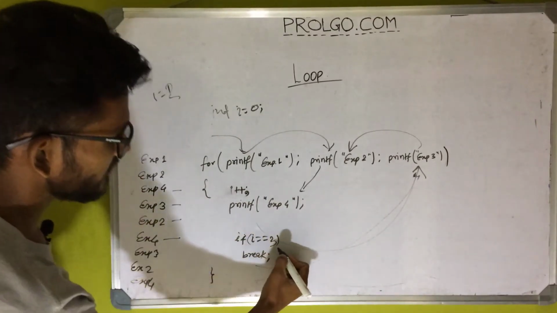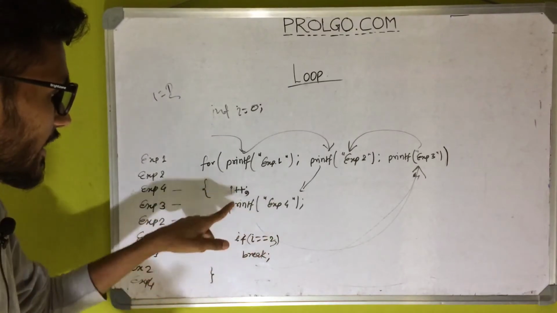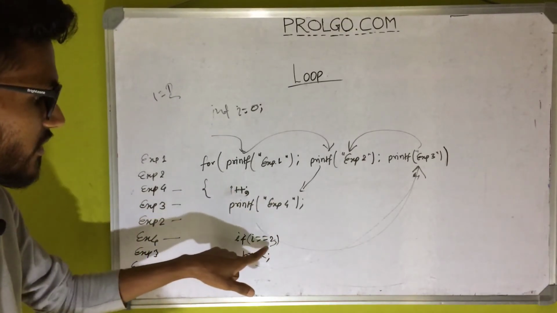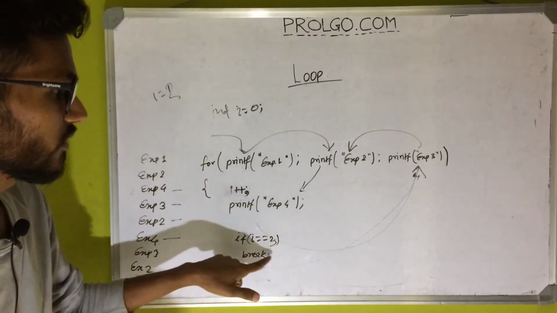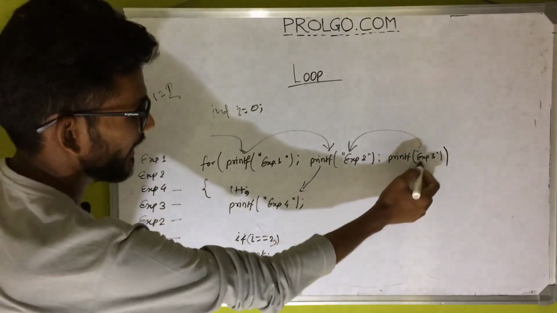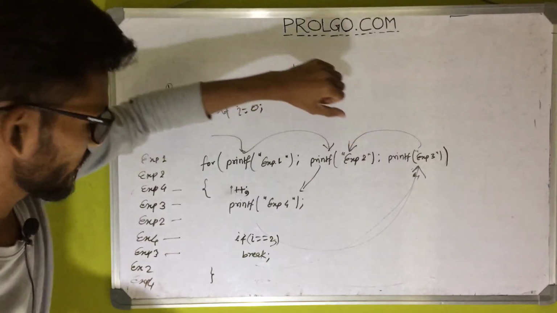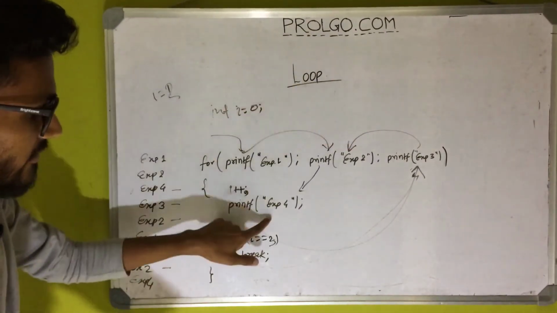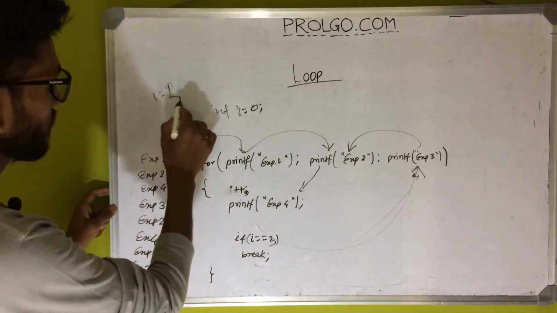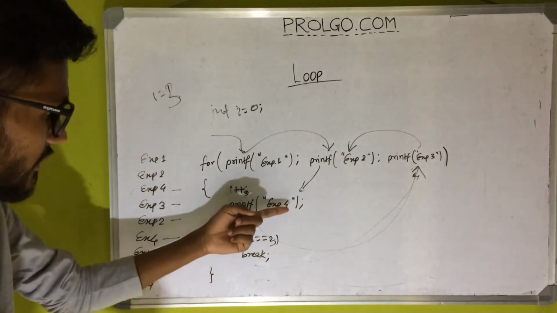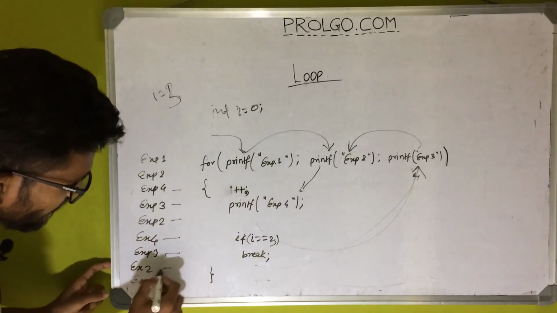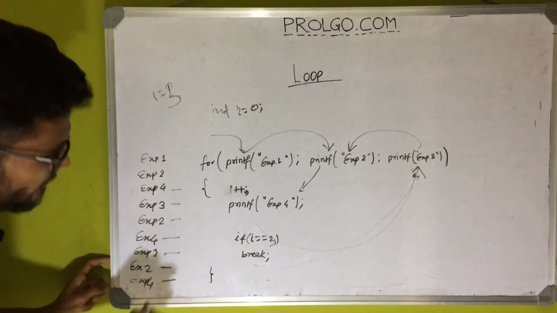Let's make it as 3. Again it will check if i is equal to 3, no, it is false. It will come in here, and then again expression 3 will be printed, then expression 2 will be printed, and after that i is incremented to 3, then expression 4 will be printed.